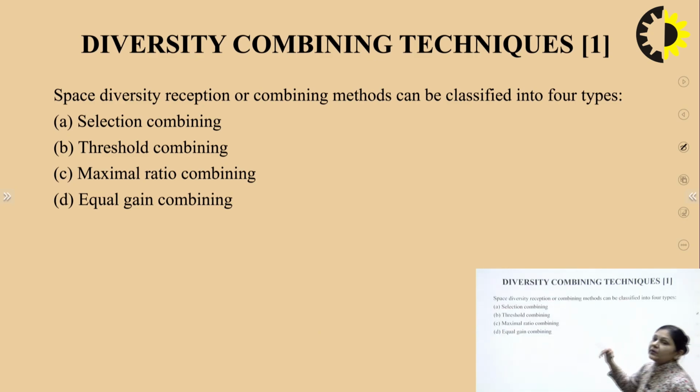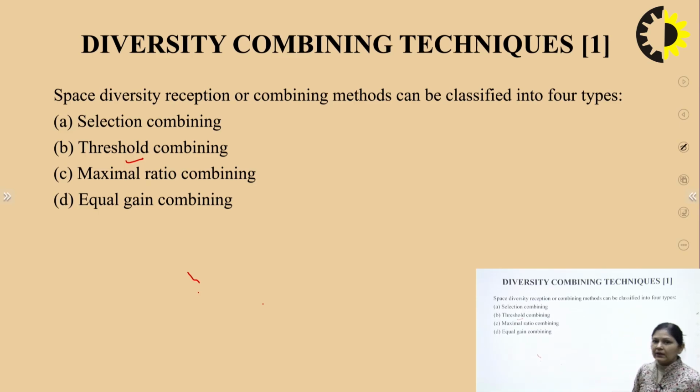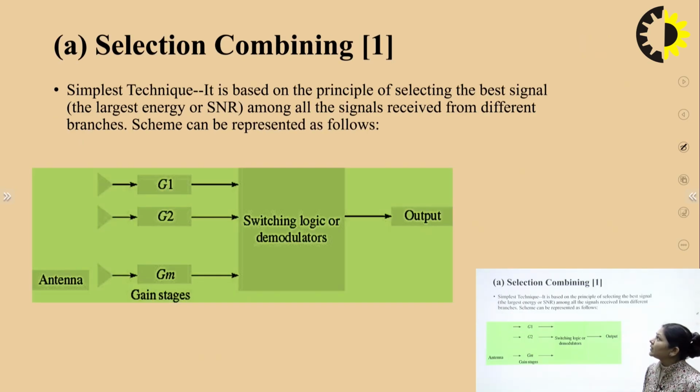Now, when I talk about space diversity, where there is a half wavelength distance between the different waves, when the signal is being combined at the reception end, there can be different types. That can be selection combining, threshold combining, maximal ratio combining, or equal gain combining. Now, we will see the different circuits or block diagrams which are used for these types of combining techniques. So, first is selection combining.